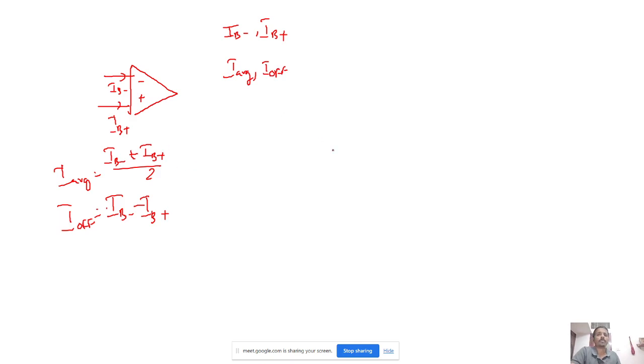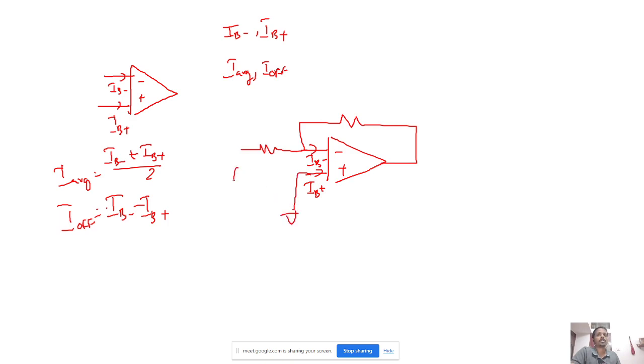Otherwise, if I want to find the change in output voltage due to this non-ideality, we must know IB minus and IB plus, right? If I have an inverting configuration like this, with the non-inverting input grounded, I need to know IB minus, since only the effect of IB minus is there. The current here, if it is I1, will be I1 minus IB minus. In another case I will show you where IB plus will come.